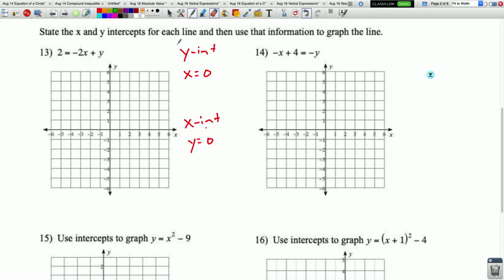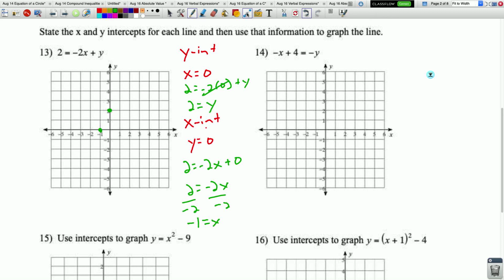So let me plug in 0 for x and solve. So now we've got 2 equals negative 2 times 0 plus y. 2 equals y, because this goes away. That gives me my y-intercept, so I can put a point right there. And now let's set y equal to 0. 2 equals negative 2x plus 0. 2 equals negative 2x divided by negative 2. Negative 1 equals x. That is my x-intercept.